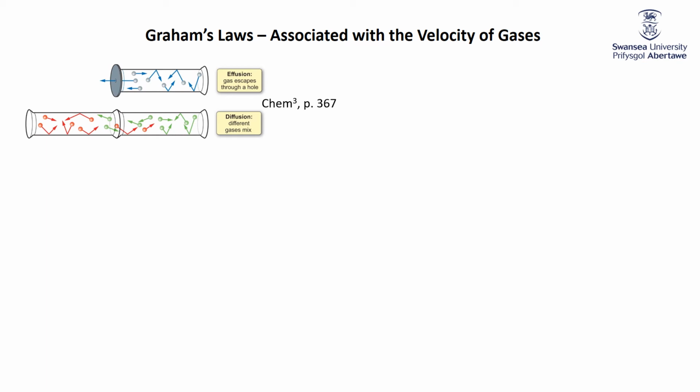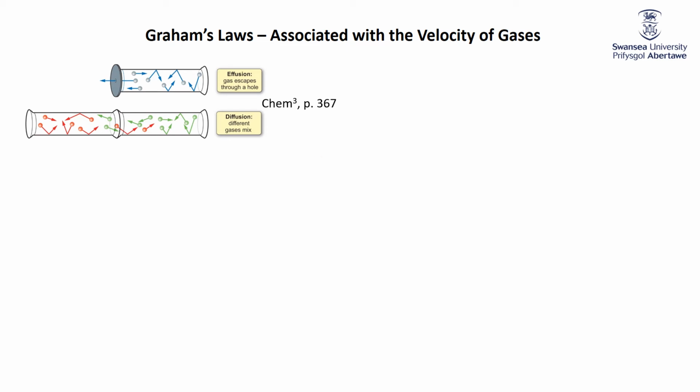Now, the whole idea is with effusion, you have some gas, you have a hole, the gas escapes through the hole, ideally into a vacuum. Diffusion is where you have two different gases together and they're mixing. So we would have started off with the red and the green in separate ones and they're mixing together. Both are associated with the gases moving. Both of the laws are associated and identical with the velocity of gas.